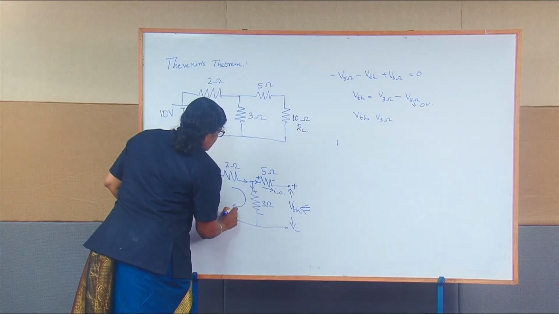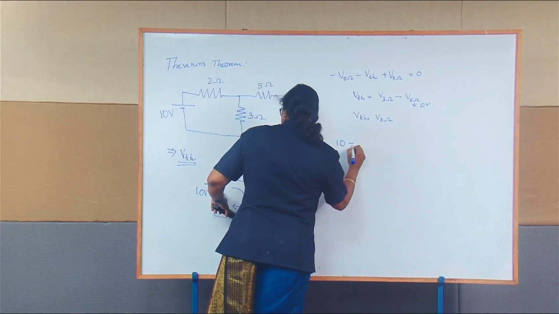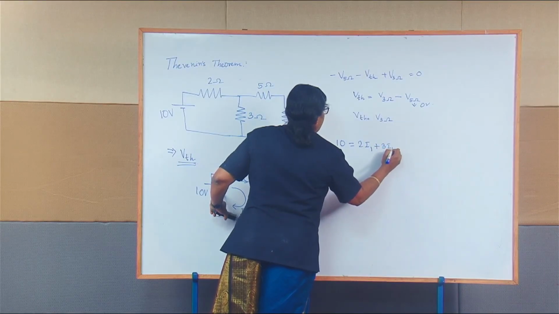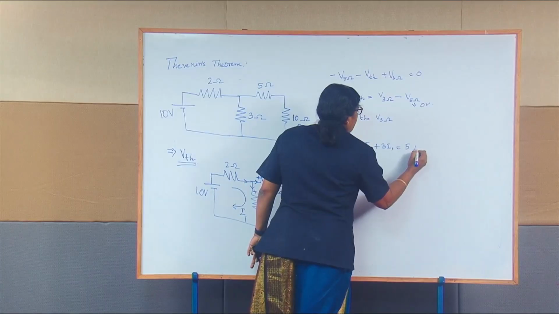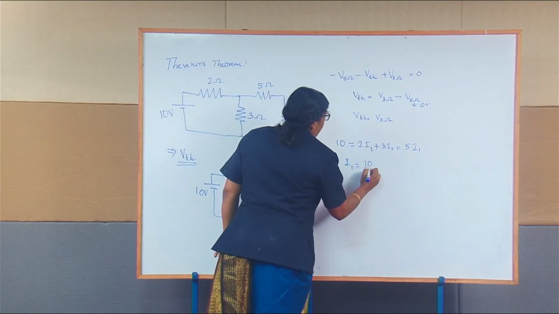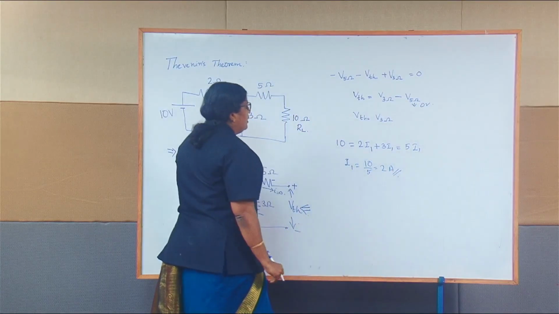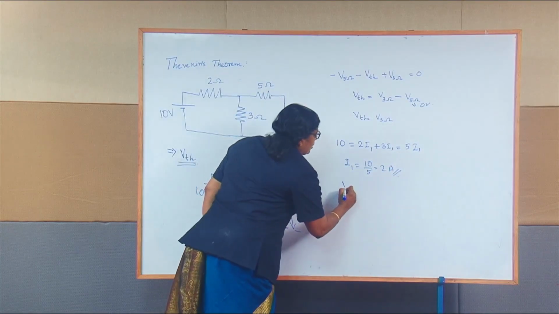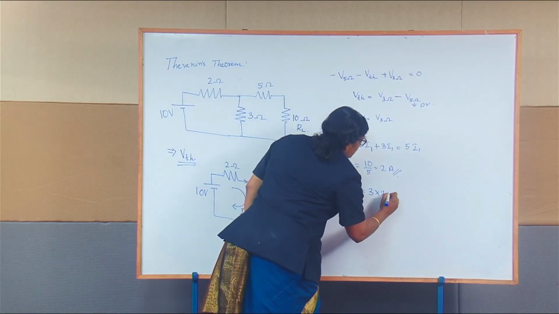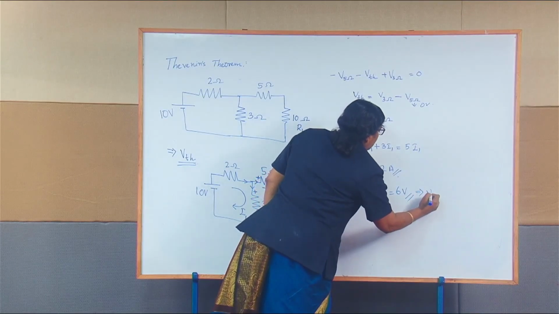I'll take this as loop current I1. You can say 10 volts is equal to 2 into I1 plus 3 into I1, that is 5 I1. So I1 will be 10 by 5, that is equal to 2 amperes. Okay. So now we can find the voltage across the 3 ohm, that is nothing but 3 into 2, that is 6 volts. So this is your V Thevenin value.